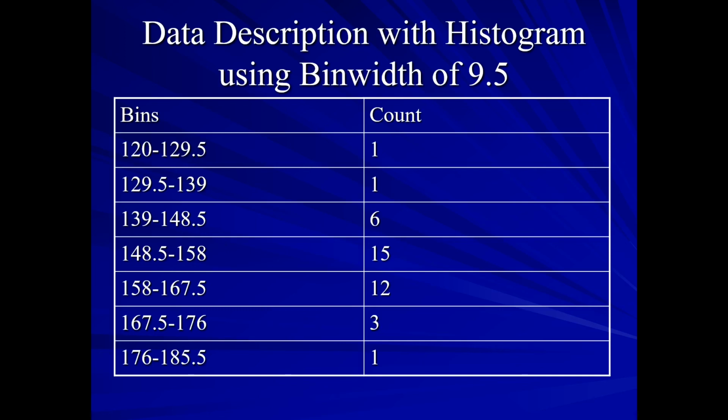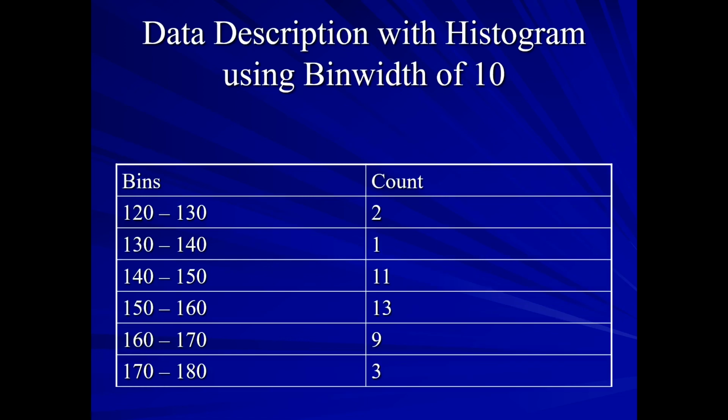Now, let's also take a look at what happens if we use a bin width of 10. Here, I've gone from 120 to 130, 130 to 140, 140 to 150, and so on. And notice in my first bin, there are 2. My second bin, there is 1. My third bin, there are 11. My fourth bin, there are 13. My fifth bin, there are 9. My sixth bin, there are 3. Now, how am I getting these? Well, I'm simply looking at the data and counting the number that fall within each bin.